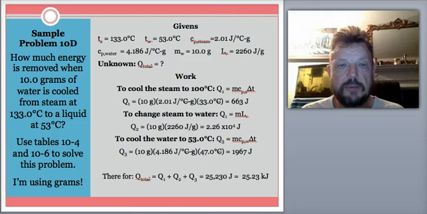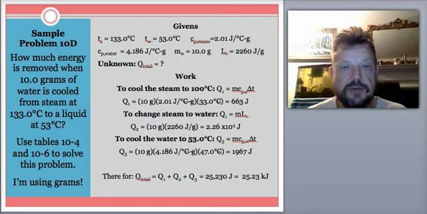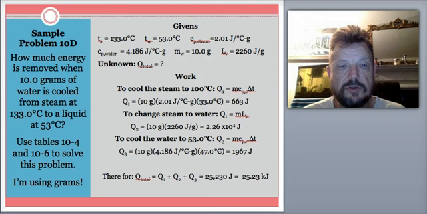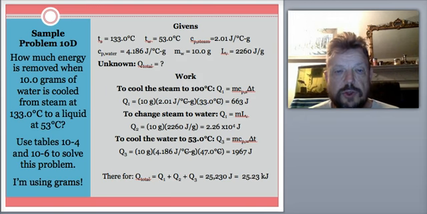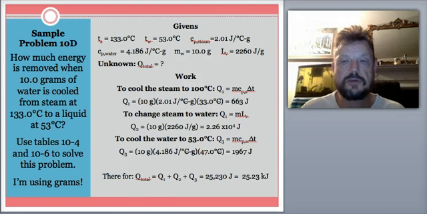And then you have sample problem 10D. How much energy is removed when 10 grams of water is cooled from steam at 133 degrees Celsius to a liquid at 53 degrees Celsius? You can use tables 10-4 and 10-6 to solve this problem. Again, I'm using grams.